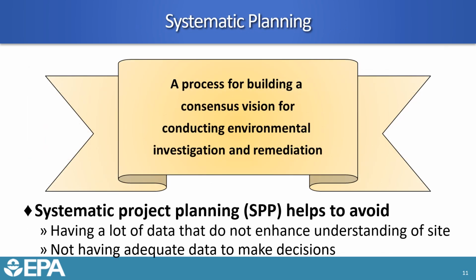So after the contract has been awarded or we've secured the resources, we want to make sure we do some systematic planning throughout the lifetime of the project. And so systematic planning is a process for building consensus vision for conducting environmental investigation and remediation. And this can be really thought of in a lot of ways for doing scoping all throughout the execution of the project to make sure that we are meeting the project objectives.